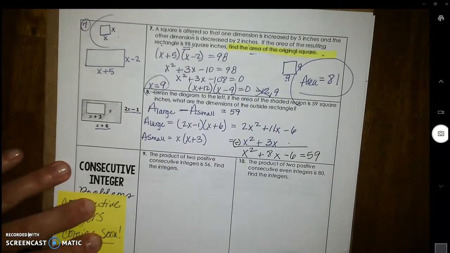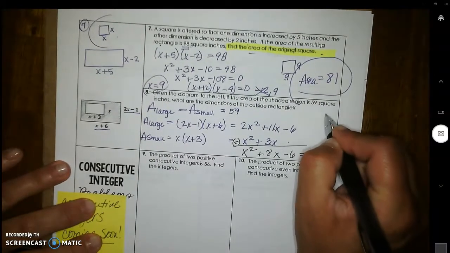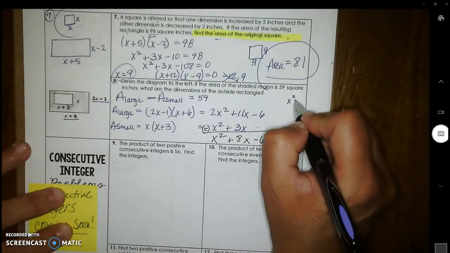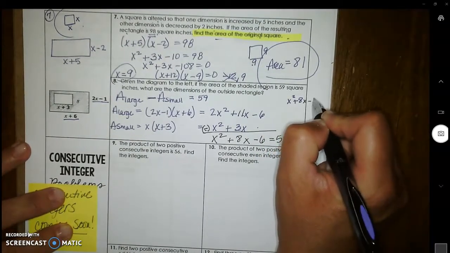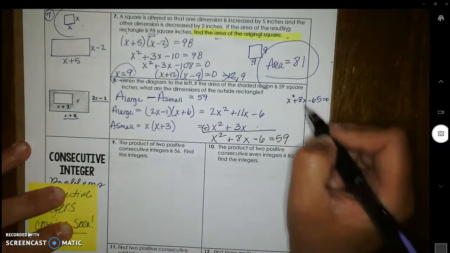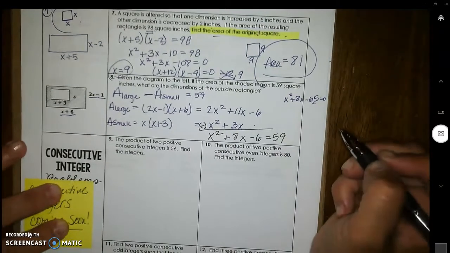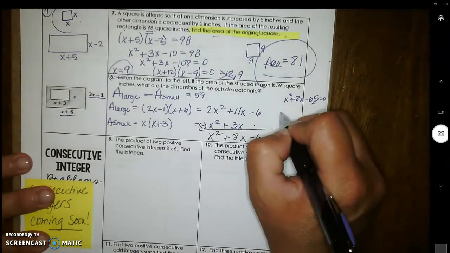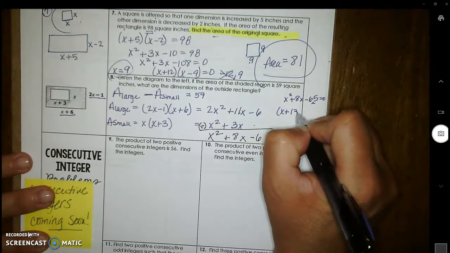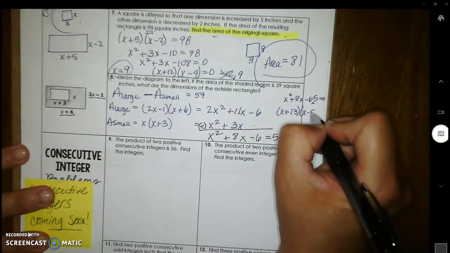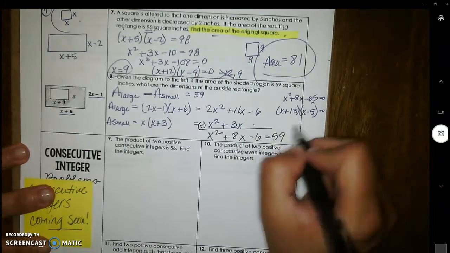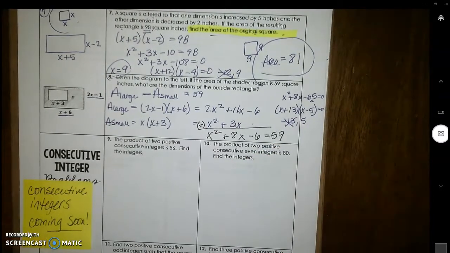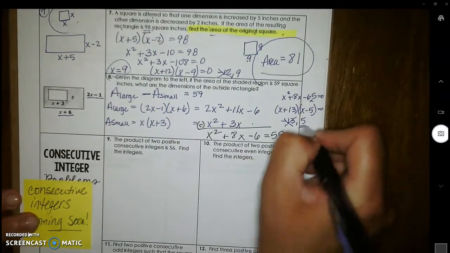I'm running out of space, so I'm going to squeeze this up here, I think. So let's go move that 59 over. So x squared plus 8x minus 65. What goes into 65 is going to give me 8? Ooh, I got it. 13 and 5. Okay, and so I'm going to get an answer of negative 13 and positive 5. Well, negative 13 is not going to count, right? It's definitely going to be a positive 5.